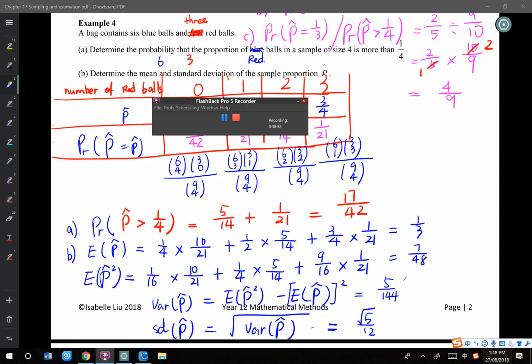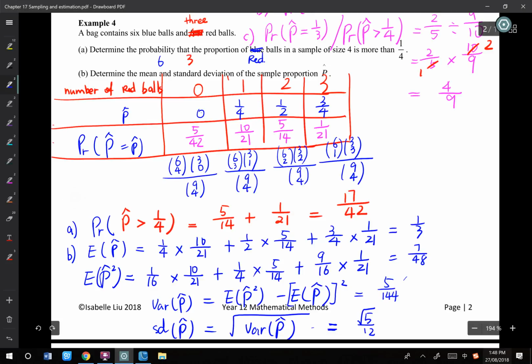Okay, just let me explain my answer a little bit. Because I changed the question to 3 red balls only and 6 blue balls, and I'm talking about the proportion of red balls in the sample size 4. So how many red balls I can actually take is only 0, 1, 2, or 3 red balls. I can't take out 4 red balls. You will definitely have 1 blue ball in your sample, you can't avoid that. So I can't have a proportion of 1.